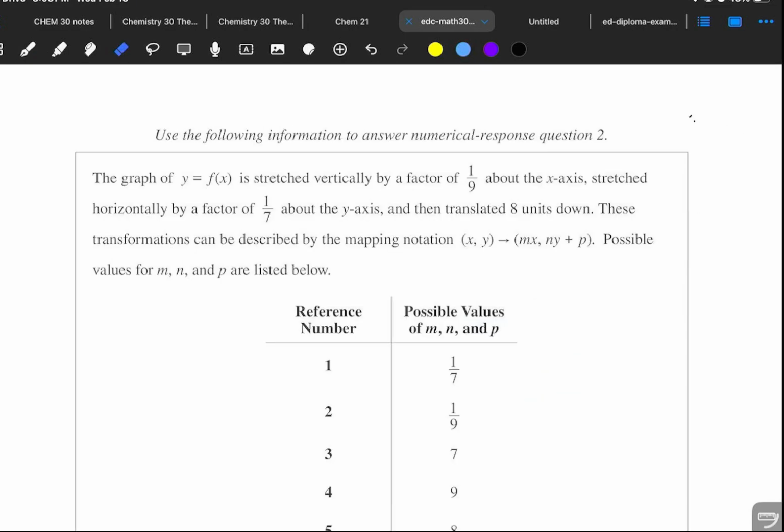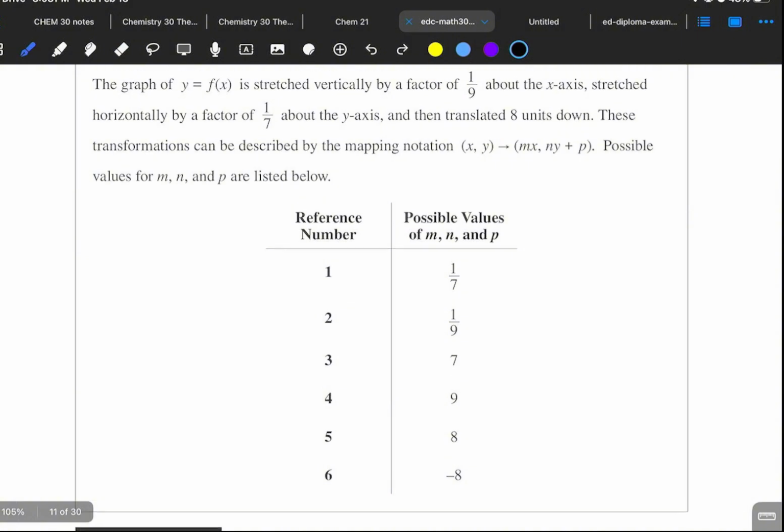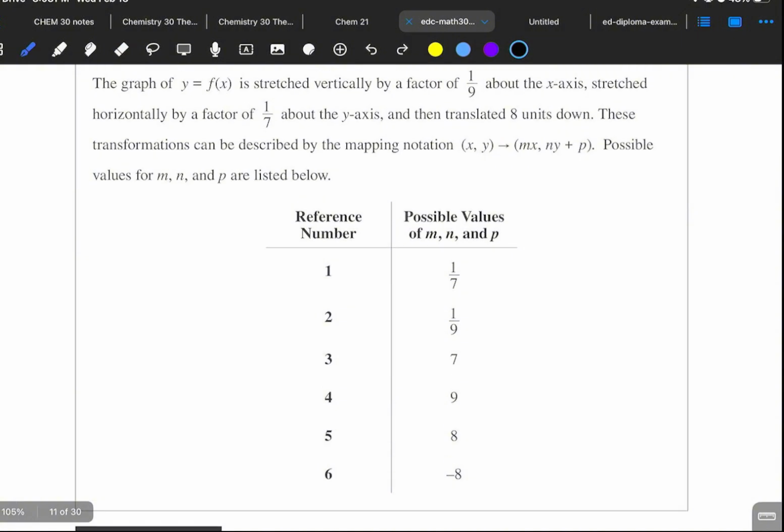So this numerical response asks you to find the values of m, n, and p respectively. So you're asked to basically convert a description into mapping notation. The way we do this is you have the graph of f of x, which is going to undergo some transformations described by the description. So what I'd first do is I'd say that x comma y, and it's always going to be the same when you have mapping notation, is going to be transformed into 1 over b x plus h comma ay plus k.